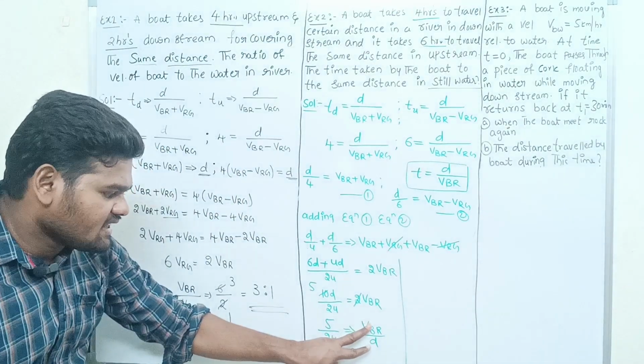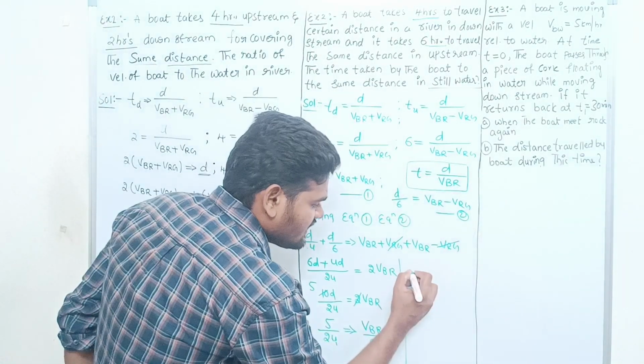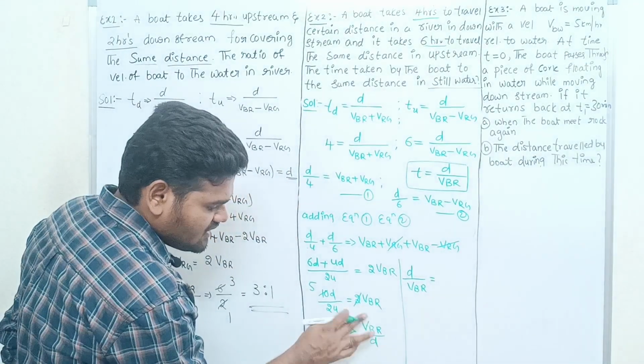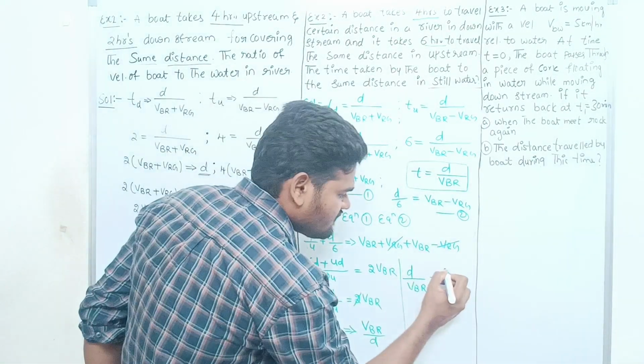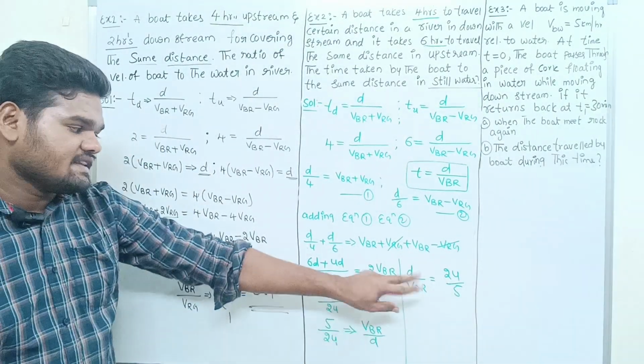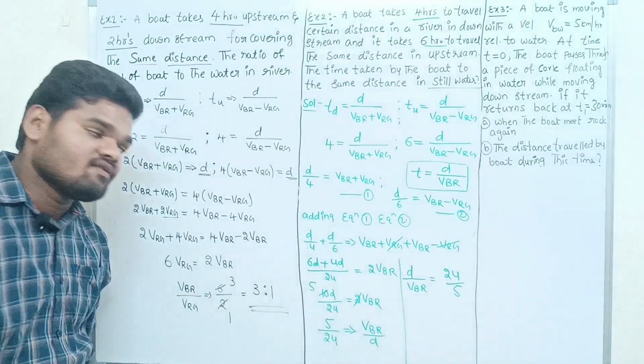Now I'm just writing the reciprocal for this equation, that means D by VBR is equal to 24 by 5. Are you getting it? Just written the reciprocal for this equation, it becomes D by VBR is equal to 24 divided by 5.